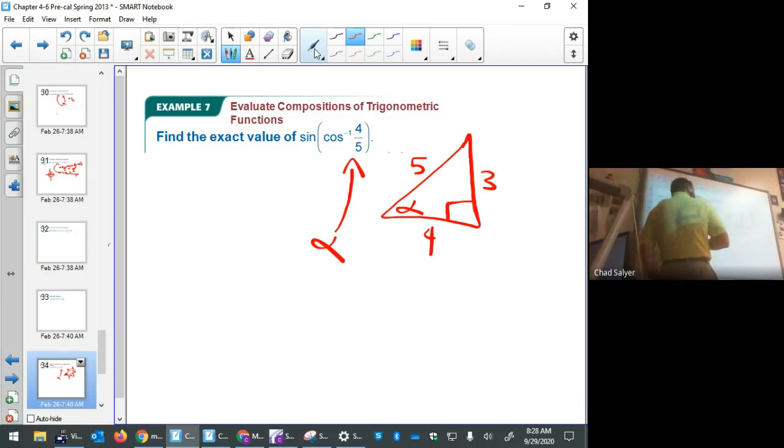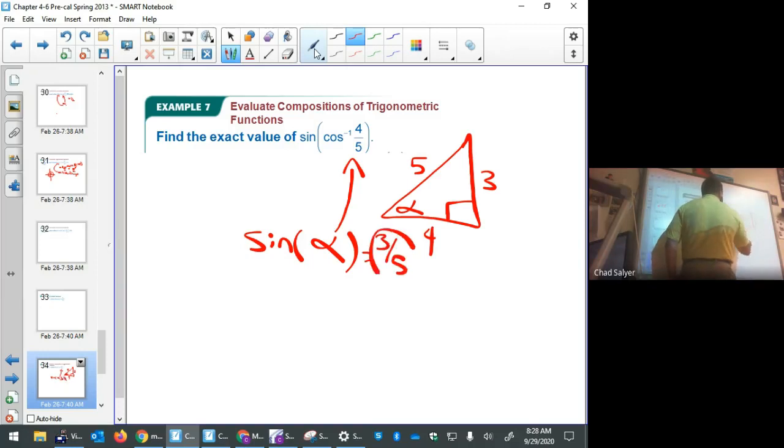Okay, so now I need the sine of alpha, and that's going to be the opposite over the hypotenuse, or just 3/5. So the reference triangle can make these otherwise very challenging problems pretty easy.